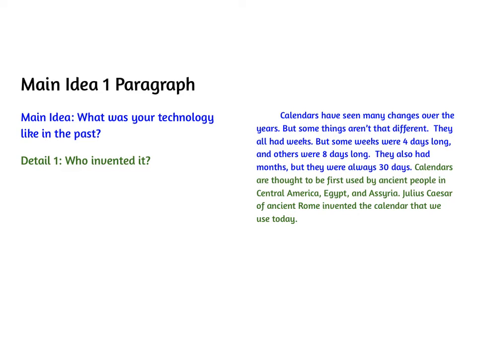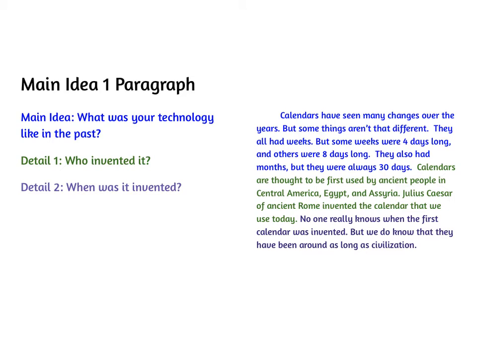Mine is a little more complex, so you're going to notice my sentence being a little bit longer than yours might end up being, and that's okay. So mine says, calendars are thought to be first used by ancient people in Central America, Egypt, and Assyria. Julius Caesar of ancient Rome invented the calendar that we use today. So there really is no one person who invented the calendar, is what I learned from my research. They were actually invented by multiple cultures all over the world. But Julius Caesar is the main inventor of the calendar that we use today. So I included both of those pieces. So do what works and what matches your research and your learning about your topic.